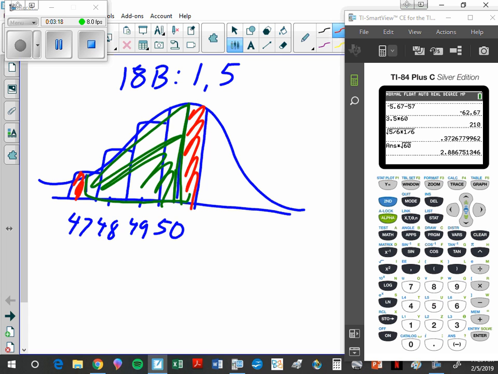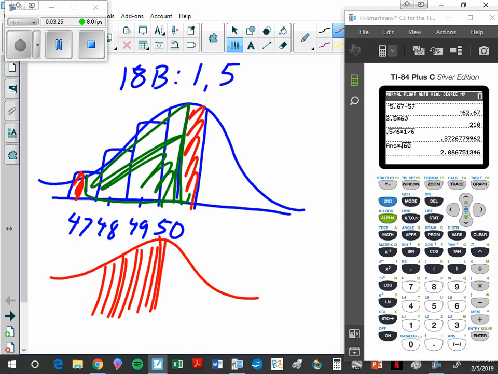Now, if we had a similar graph and my columns were super narrow, then the difference between this and this is so small that we don't really care. Where's the breaking point? It all depends, but 100 is pretty standard. But it just depends on how accurate you want to be.